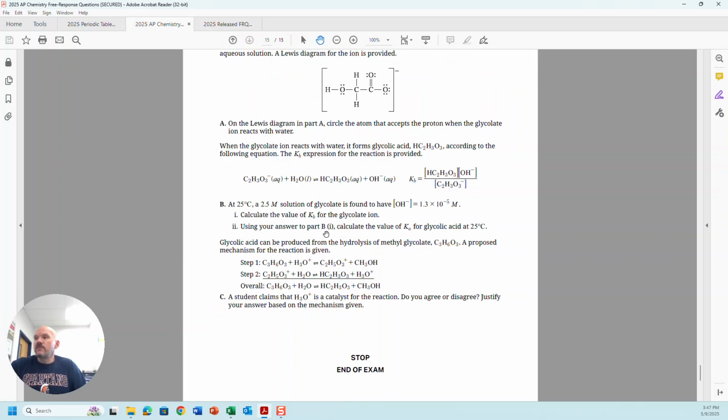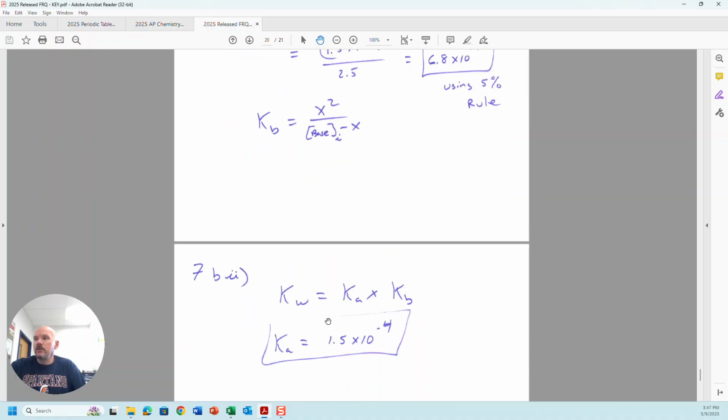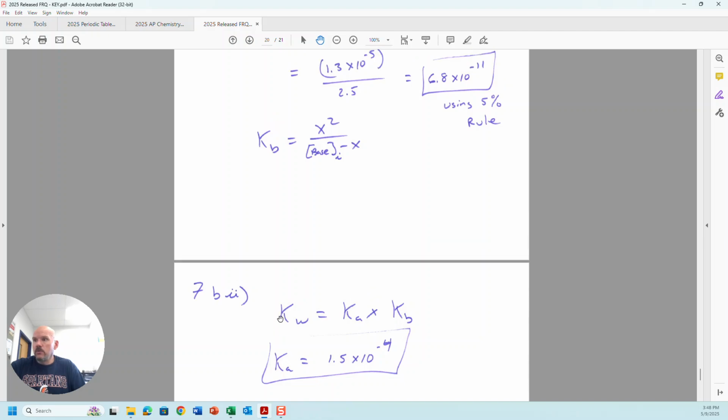Okay, using your answer from part BI, calculate the Ka. So this is just remembering that Kw equals Ka times Kb when you have conjugate acid-base pairs. We always know Kw, 1 times 10 to the negative 14, and we'll divide it by our answer here, and that'll give us Ka. So we'll do 1 times 10 to the negative 14 divided by 6.8 times 10 to the negative 11, and that's where we get the Ka for the acid, 1.5 times 10 to the negative 4.